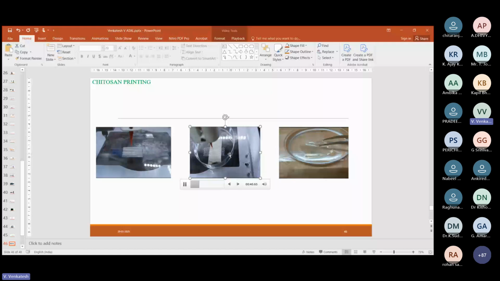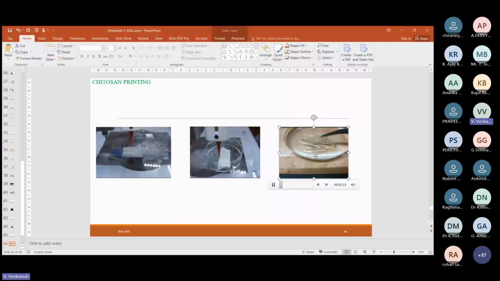So to overcome this problem, after completion of printing, I used sodium hydroxide solution to cross-link the printed chitosan material. So here you can find a transparent patch of the chitosan, which is used in the healing of different wound problems.